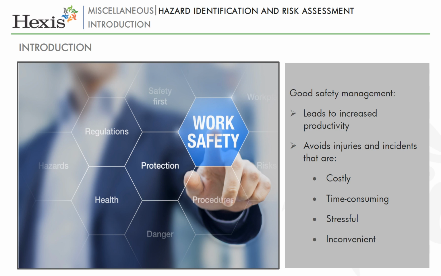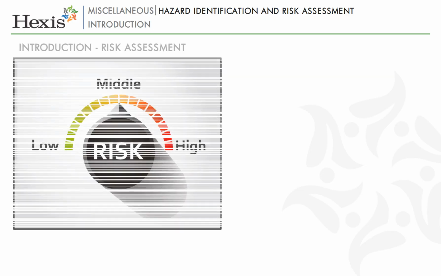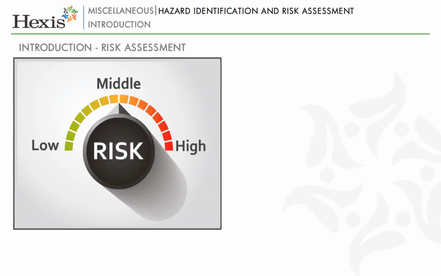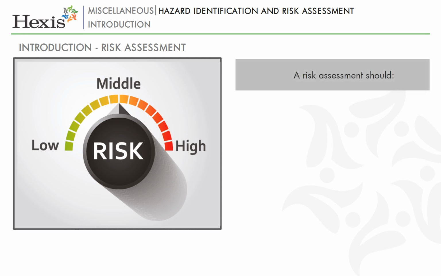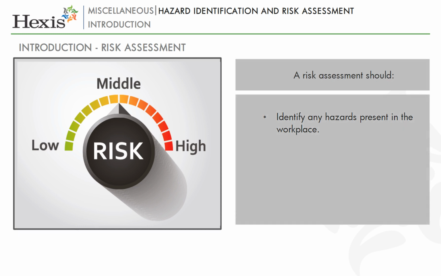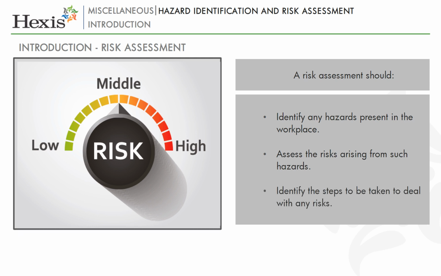How can this be accomplished? Let us take a look at the steps that need to be taken by an employer at the workplace in the next screen. In order to manage the risk at any workplace, every employer is required to carry out a risk assessment, that is RA, for the workplace, which should identify any hazards present, assess the risks arising from such hazards, and identify the steps to be taken to deal with any risks.